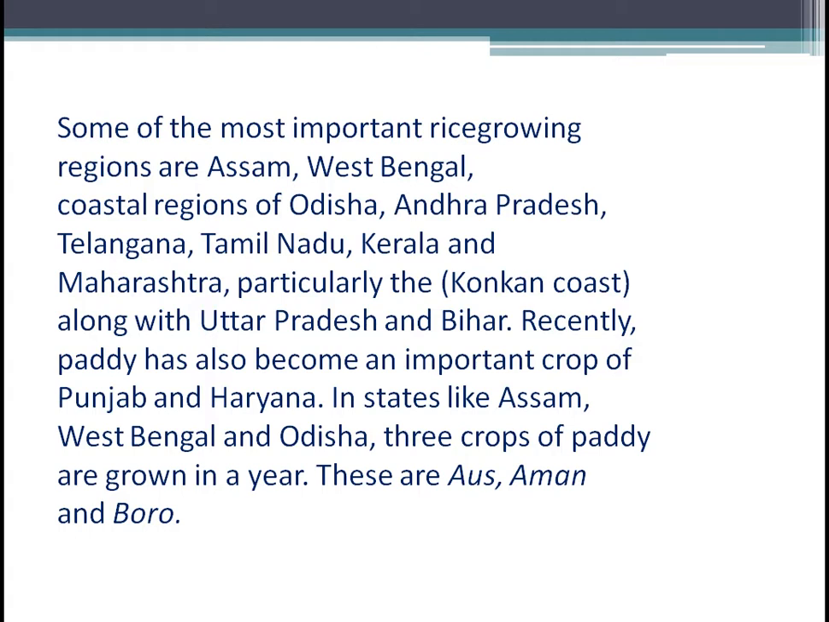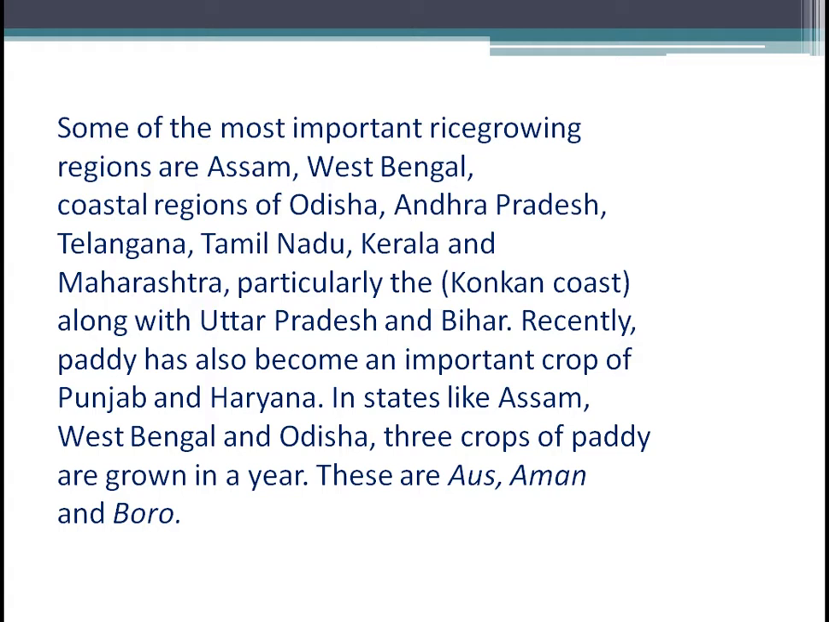Next, some of the most important rice growing regions are Assam, West Bengal, the coastal region of Odisha, Andhra Pradesh, Telangana, Tamil Nadu, Kerala and Maharashtra, particularly the Konkan coast. Along with Uttar Pradesh and Bihar, recently paddy has also become an important crop of Punjab and Haryana.